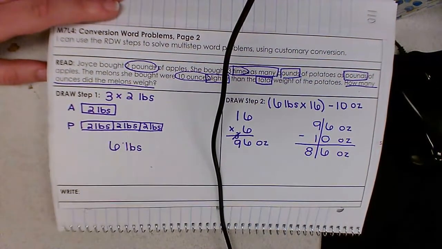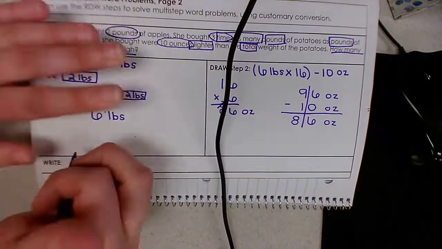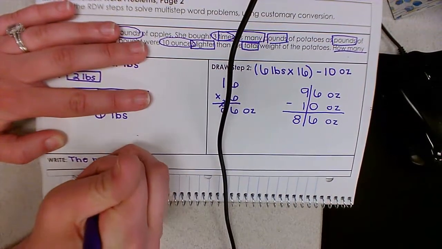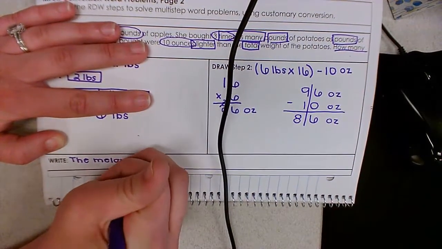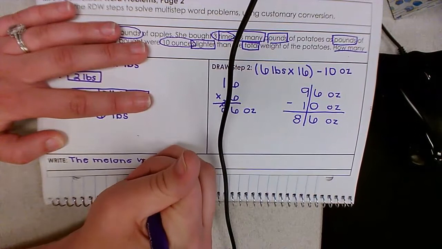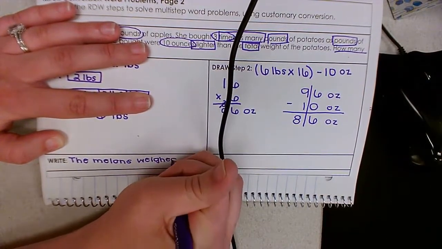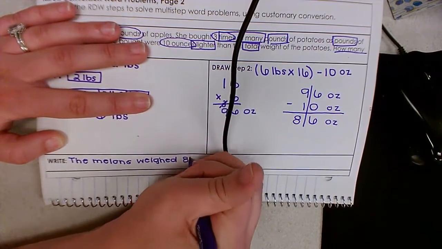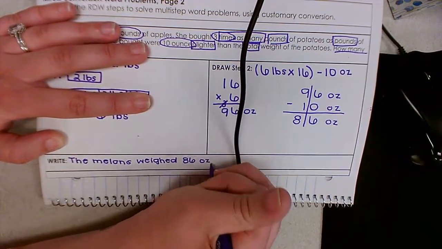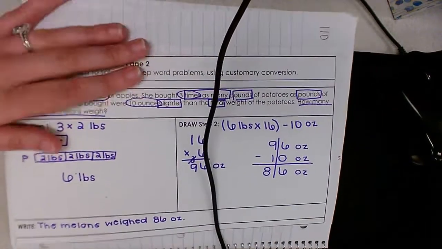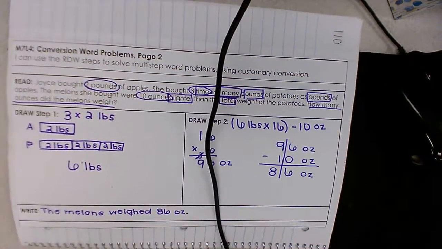The question's asking, how many ounces did the melons weigh? The melons weighed 86 ounces, period. Those are our 2 problems we've practiced with today, and I've got some good news for you.